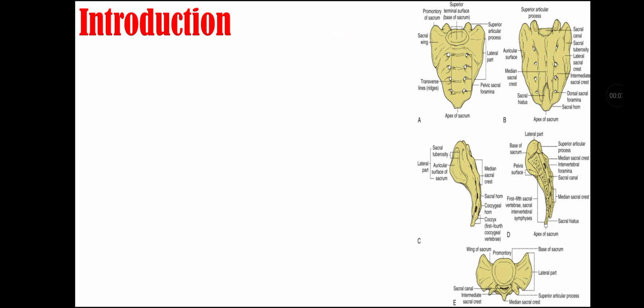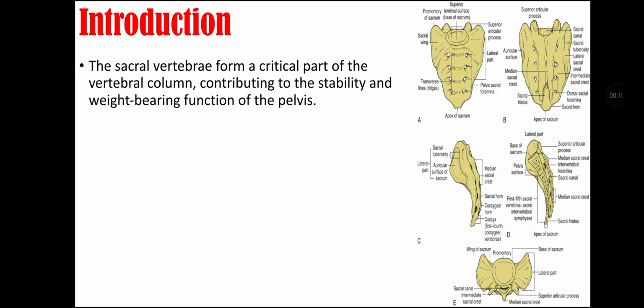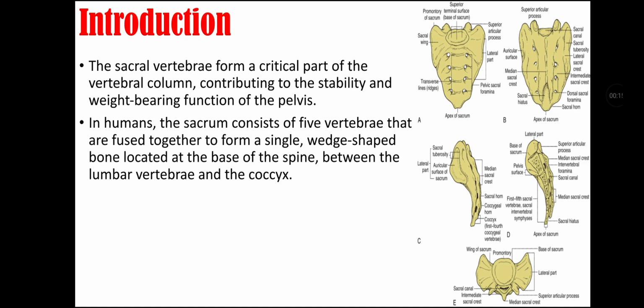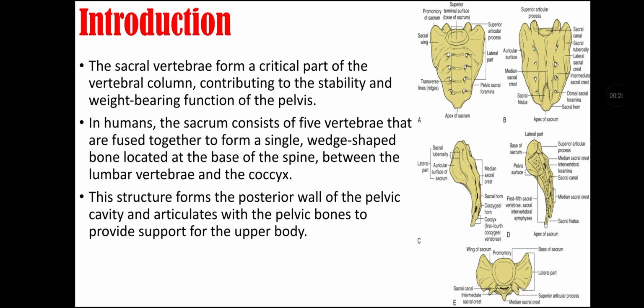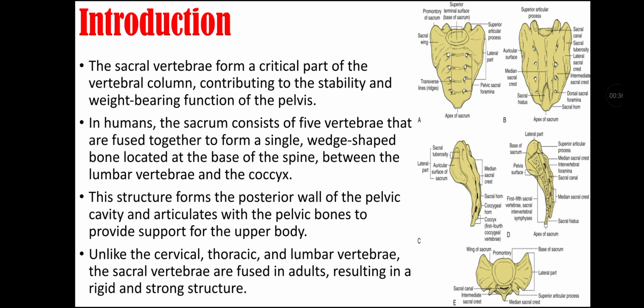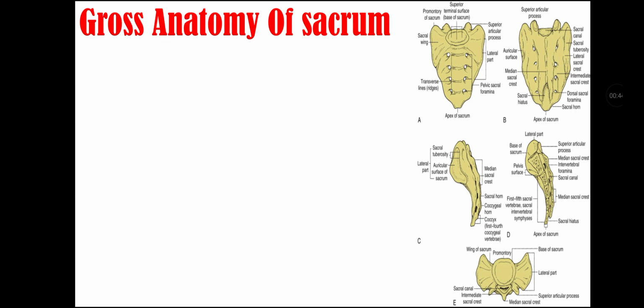So let's start our topic with introduction. Sacral vertebrae form a critical part of the vertebral column, contributing to the stability and weight-bearing function of the pelvis. In humans, the sacrum consists of five vertebrae that are fused together to form a single wedge-shaped bone that is located at the base of the spine between the lumbar vertebrae and the coccyx. The structure forms the posterior wall of the pelvic cavity and articulates with pelvic bones to provide support for the upper body. Unlike the cervical, thoracic, and lumbar vertebrae, the sacral vertebrae are fused in adults, resulting in a rigid and strong structure.